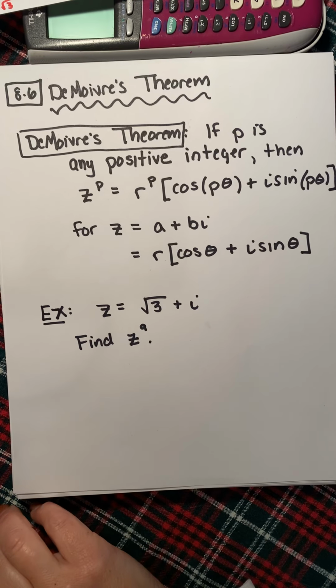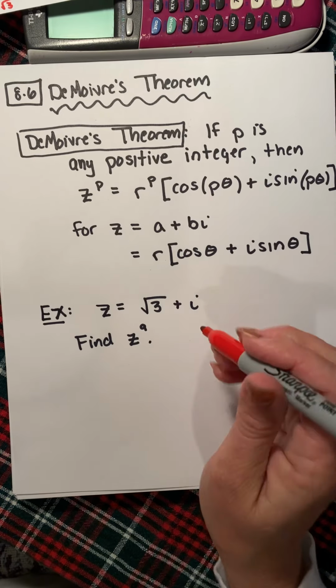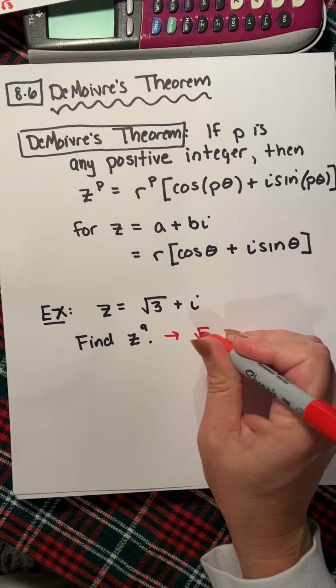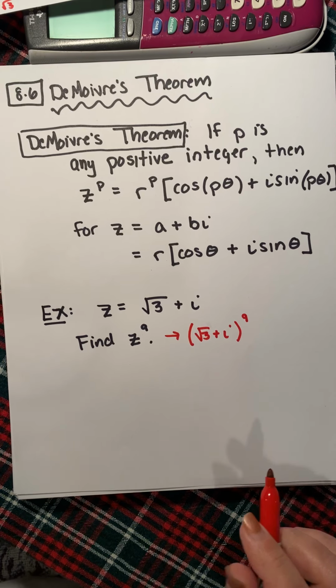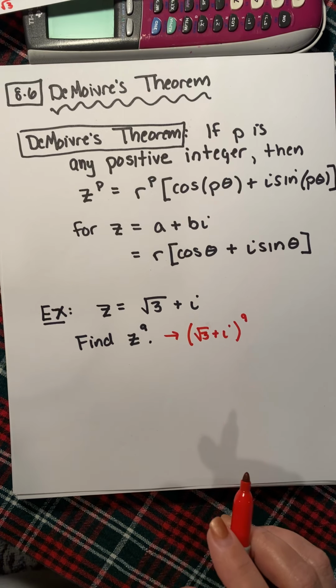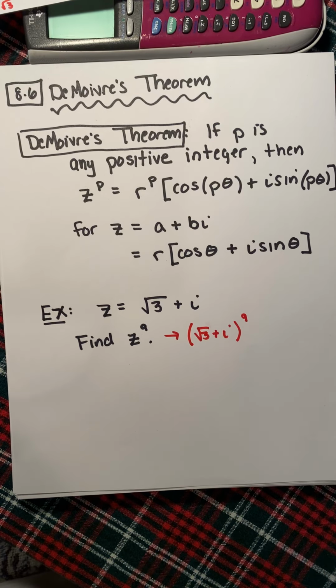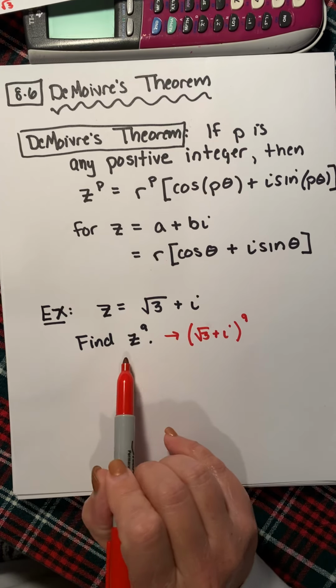So let's suppose I wanted to find the square root of 3 plus i to the 9th power. Now you could sit here and write the square root of 3 plus i times the square root of 3 plus i times the square root of 3 plus i 9 times. But De Moivre's theorem, and the proof is in the book, I believe it's a proof by induction, says, hey, we have this cool little template. Here we have z to a power.